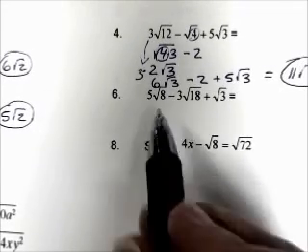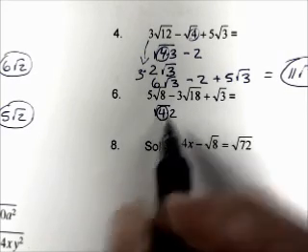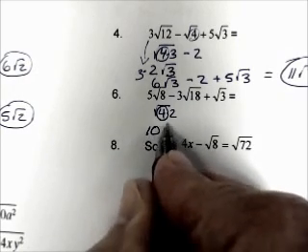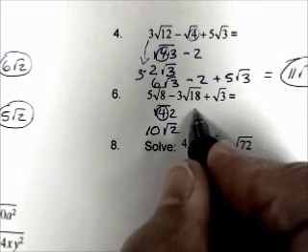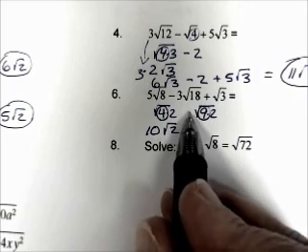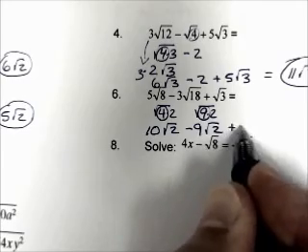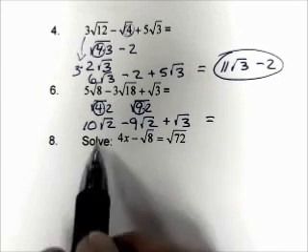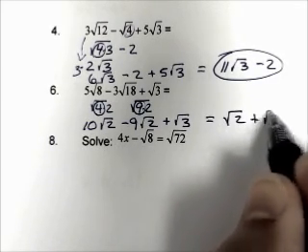Number 6, simplify the square root of 8. 4 times 2. The square root of 4 is 2. 2 is coming out. You multiply by 5, so that's 10 square root of 2. Simplify the square root of 18. 9 times 2. Square root of 9 is 3. 3 comes out. You multiply by the negative 3 there. That's negative 9 square root of 2 plus the square root of 3 doesn't simplify. And our like terms, 10 square root of 2 minus 9 square root of 2 is 1 square root of 2. Plus the square root of 3.